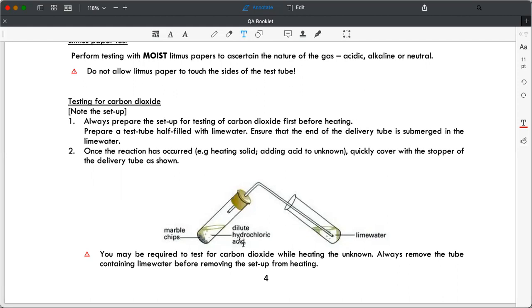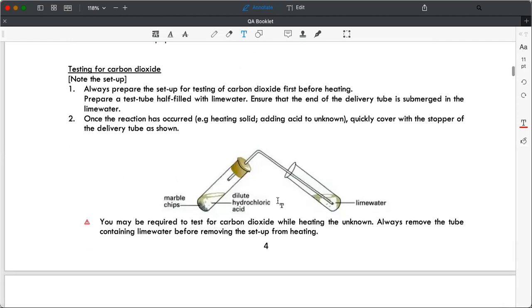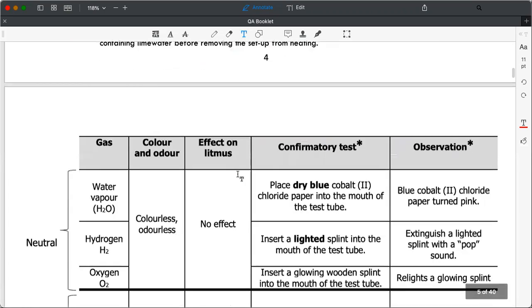Okay, so if you are required to heat the reagent to increase the speed of reaction, please be reminded, for safety reasons, remove the tube containing lime water first to prevent backflow of the solution and possible cracking or breaking of apparatus. Okay, to prevent the solution from being sucked back, because the suck back will create a pressure that will break the glassware.